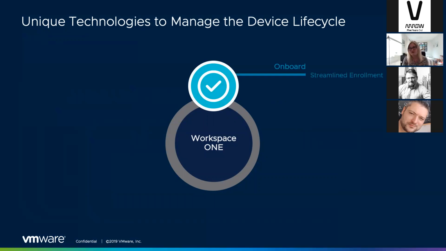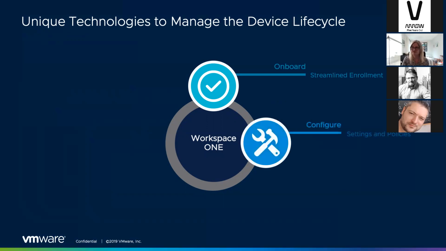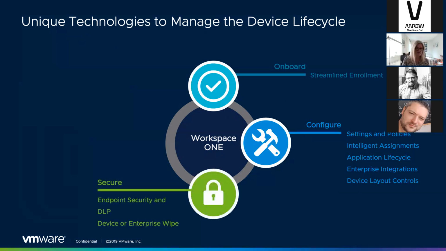So first we have the onboarding. How do you get the device on board? It's this very, very streamlined enrollment process that we have. And people who have enrolled one device will be very familiar with that process. And it looks very similar across all our devices. Then obviously we can configure all these devices with settings and policies and layout controls, integrations, any configuration you can come up with almost. And we have obviously security in here, endpoint security and DLP.